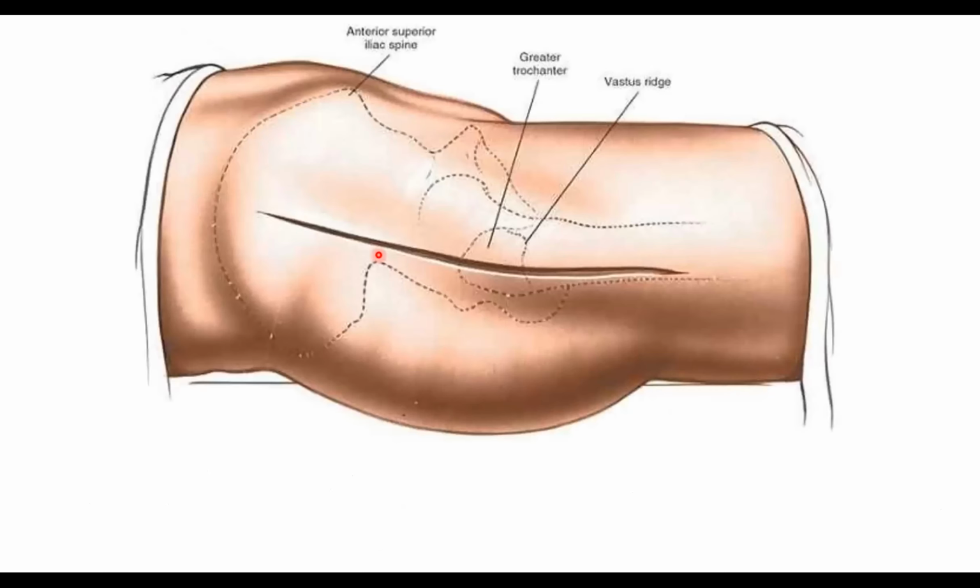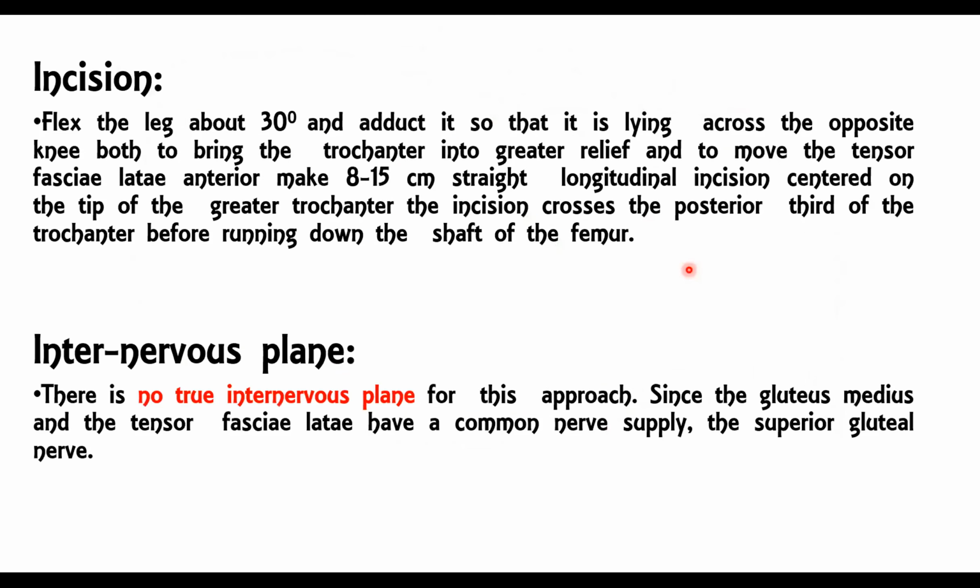This is the incision. You can see this is the anterosuperior iliac spine. This is the lateral. Somewhat the incision is anterior. There is somewhat more posterior incision also. This is the anterolateral approach. Okay, here you will have a vastus ridge, then the vastus lateralis muscle will start. So flex the leg about 30 degrees and adduct. You can see flex the leg and adduct.